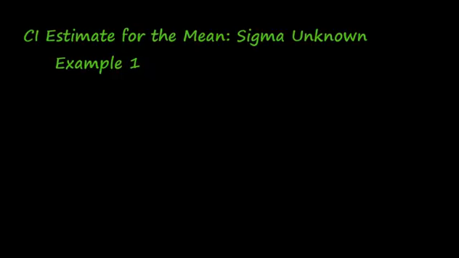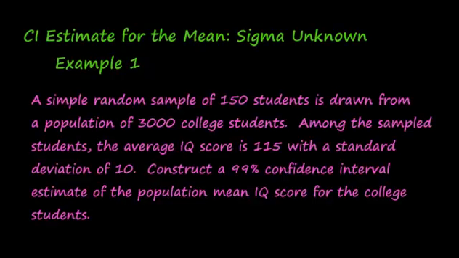Now we'll work an example where we construct a confidence interval estimate for the mean when the population standard deviation sigma is unknown. A simple random sample of 150 students is drawn from a population of 3,000 college students. Among the sampled students, the average IQ score is 115, with a standard deviation of 10. Construct a 99% confidence interval estimate of the population mean IQ score for the college students.